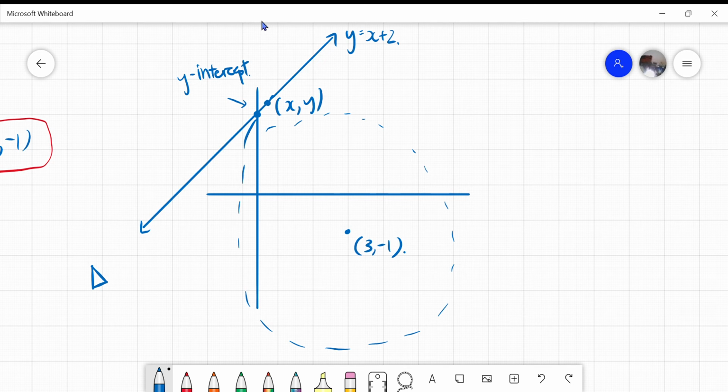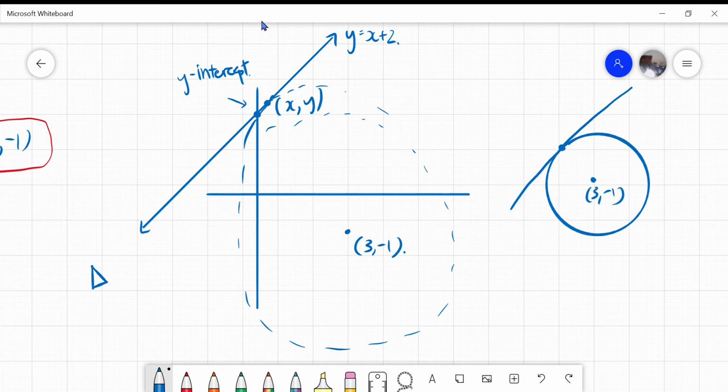And we know that the line must be tangent to the circle at that point. Therefore, the circle must be touching at only one point. So let's just draw a second circle. And then this is our line, and then our center. We want the line to be touching this one point. And what's special about the tangent point is that if we draw the radius, this line must be perpendicular to the tangent line.